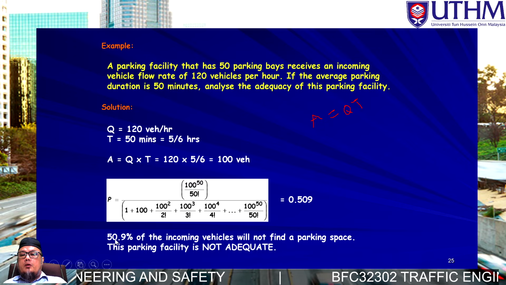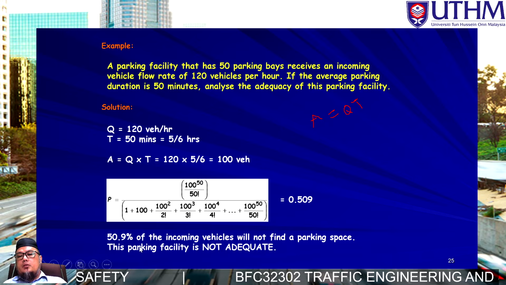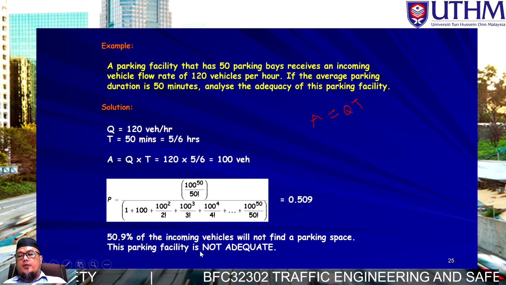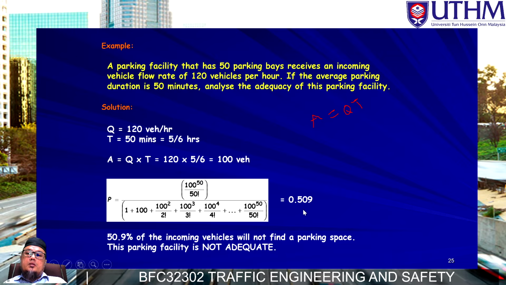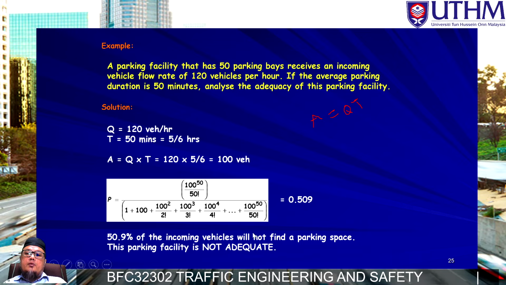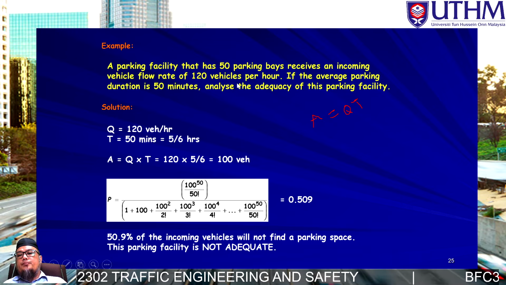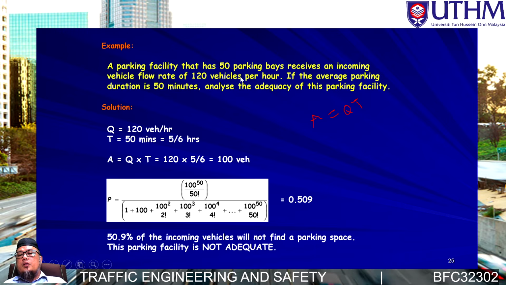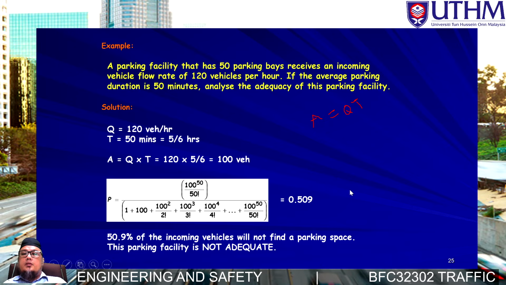Okay, therefore, 51% of incoming vehicles will not find parking space. This parking facility is inadequate. So we consider that half of the visitors or motorists cannot find a parking space to park their vehicles.